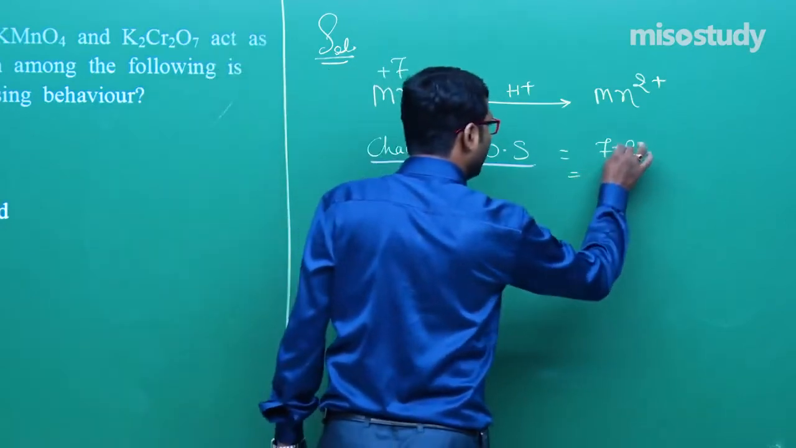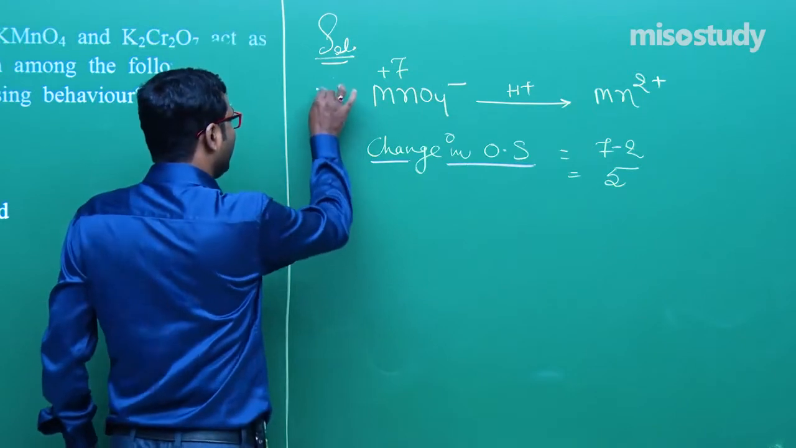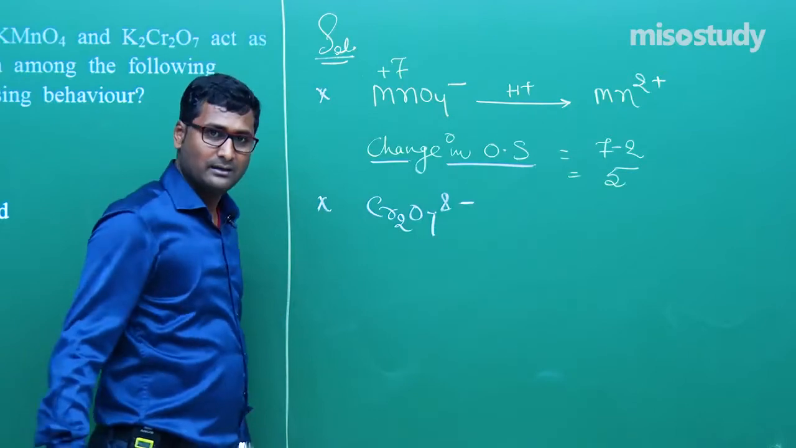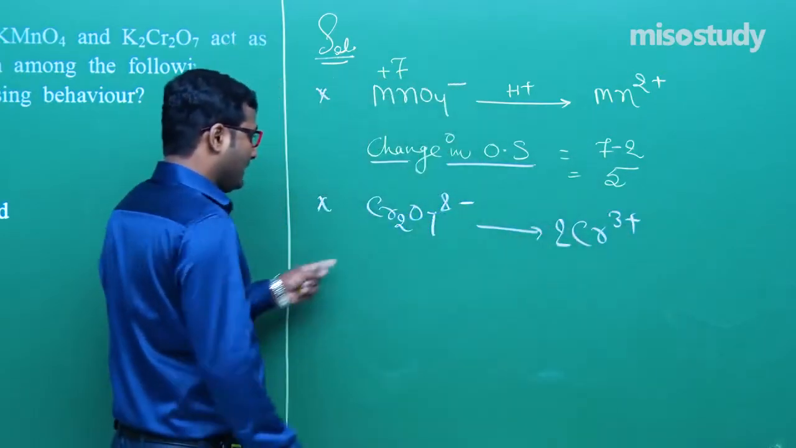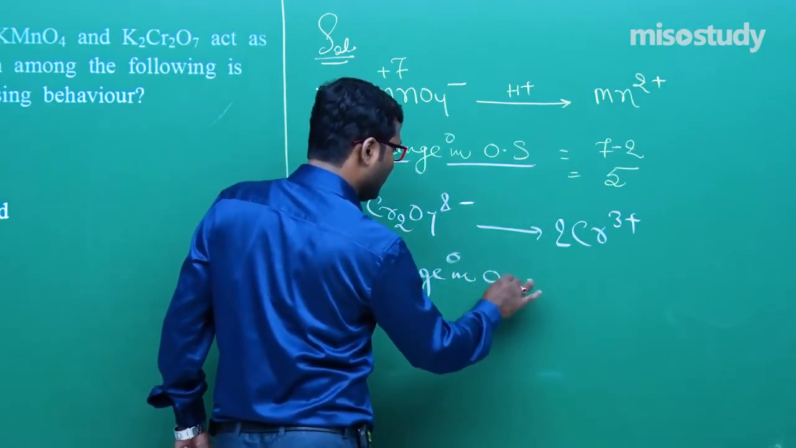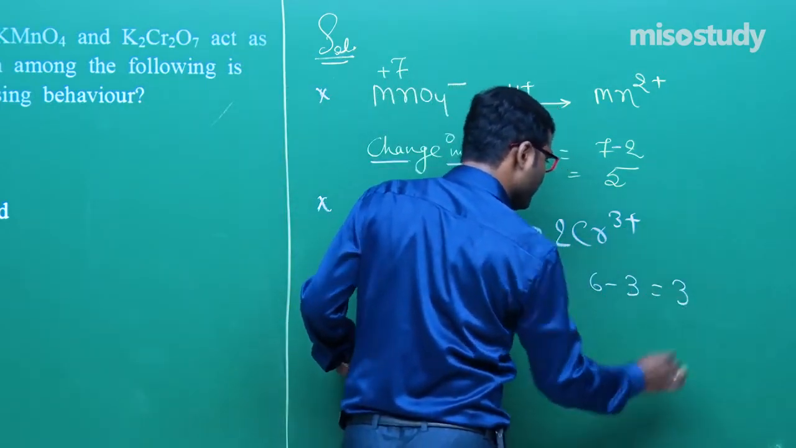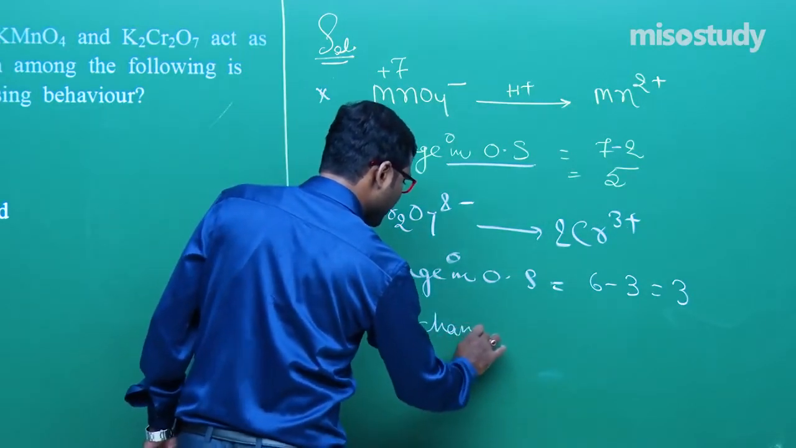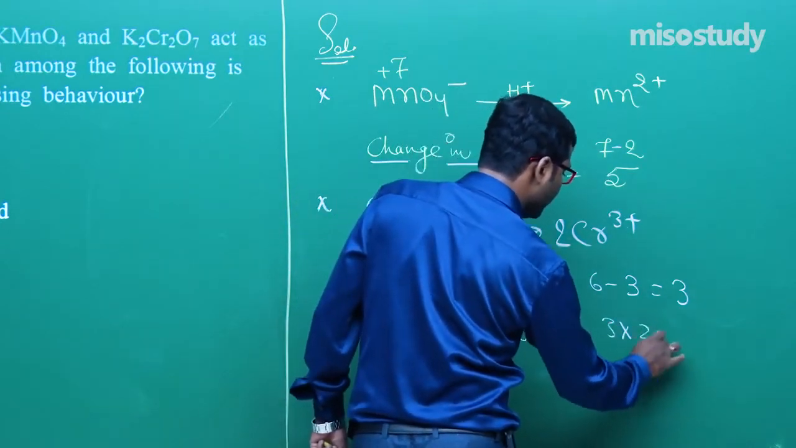7 minus 2. Now here K2Cr2O7 is given, clear to you? In case of Cr2O7 2-, what will happen? It gives you 2 Cr3+. Now the change in oxidation state per atom, that is 6 minus 3, that is 3. Clear? Total change in oxidation state, what is it? That is 2 times 3, which is equal to 6.